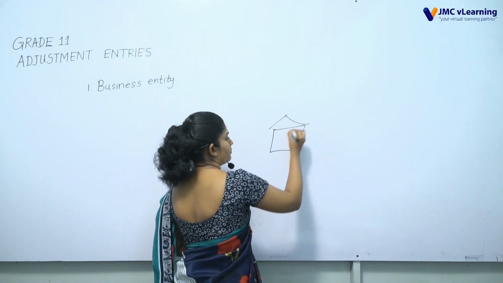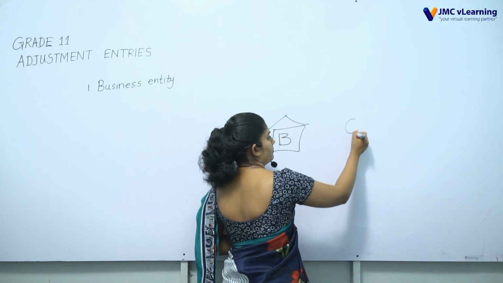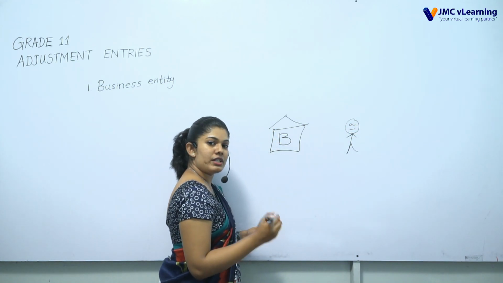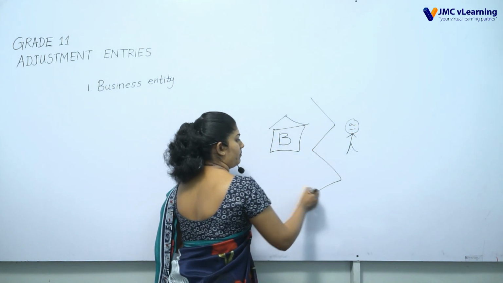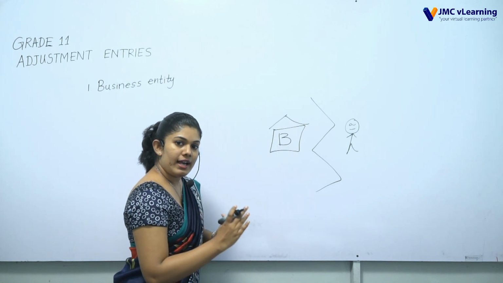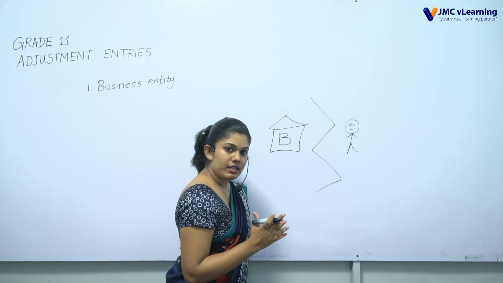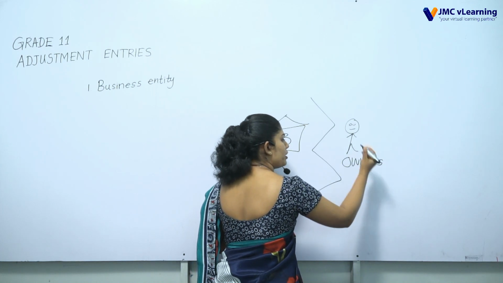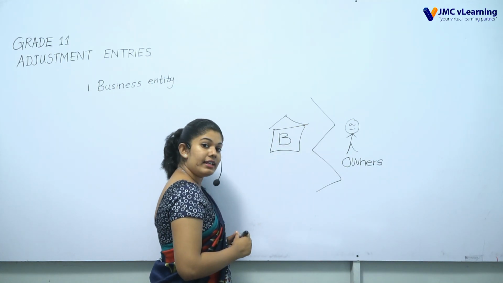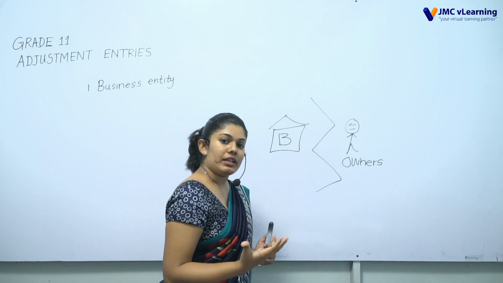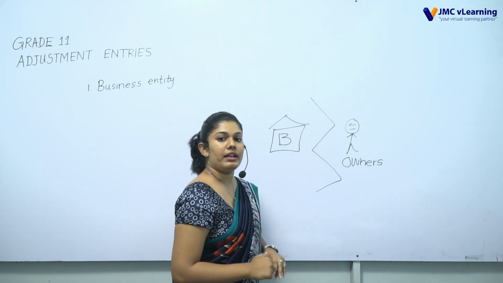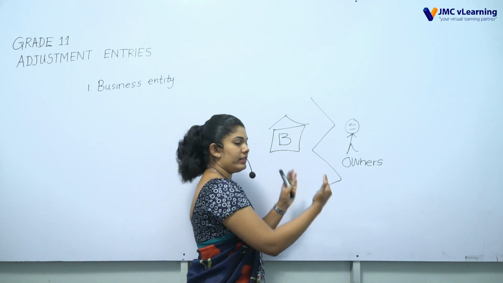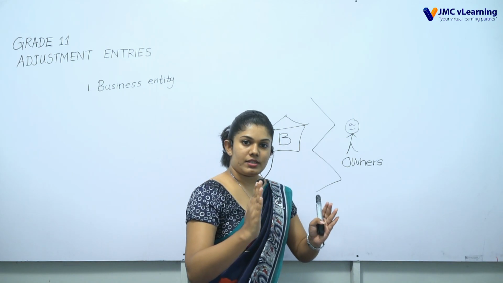Business and the owner are two separate parties. These two have nothing in common, but this person, the owner, has the ownership of the business. That is why we are recording drawings and additional capital as separate things. So, in the business entity concept, we believe owner and the business are two different things.